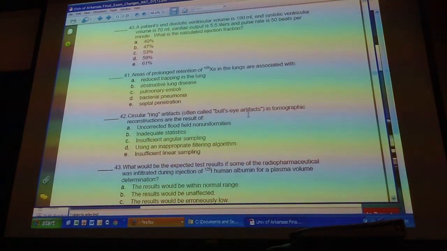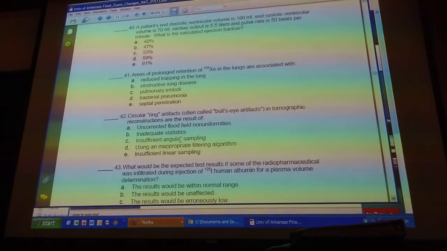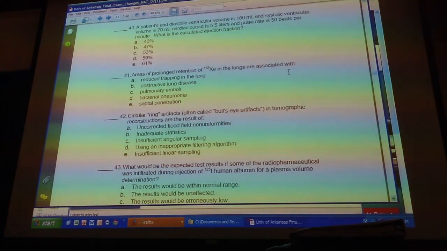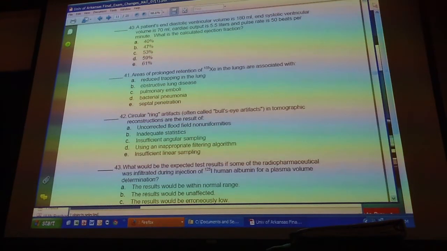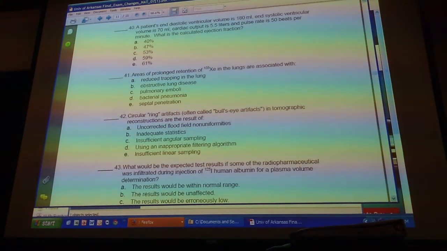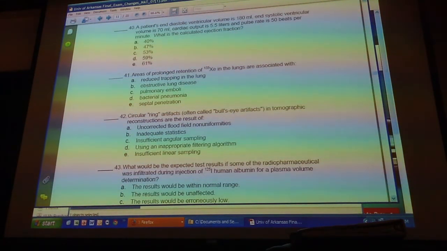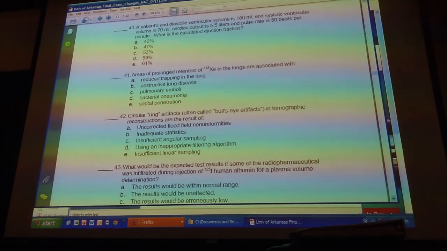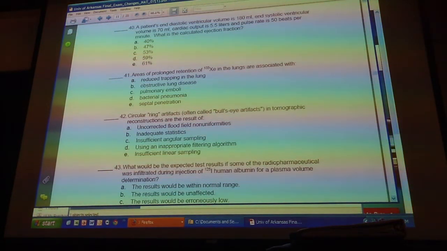Number 42, circular ring artifacts, often called bullseye artifacts, are the result of what? You probably haven't seen those. Let me see if I can find them. In my book that was stolen, they had a beautiful picture of it. I don't think they have it in our current one. Would it be A? It's the non-uniformity, so on number 42 the answer is A.